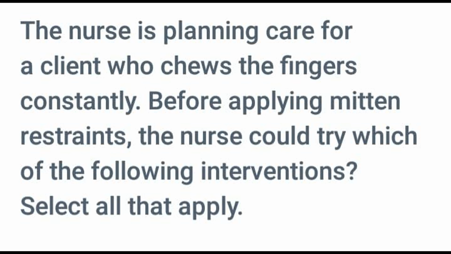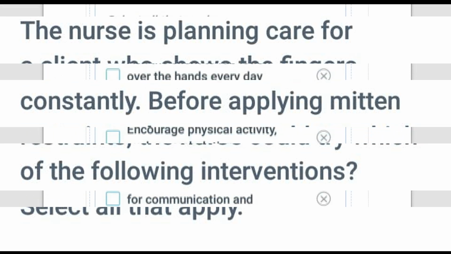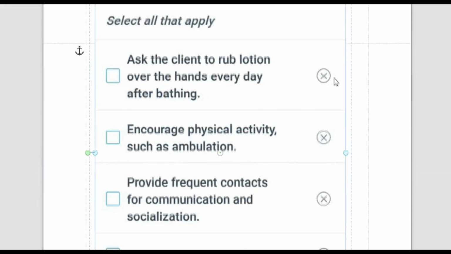Our end result is, why do they chew the fingers? So that would be anxiety. So our end result is to have decreased anxiety and to not apply the mittens. This is what our solutions should point to. This is what our interventions should consist of.